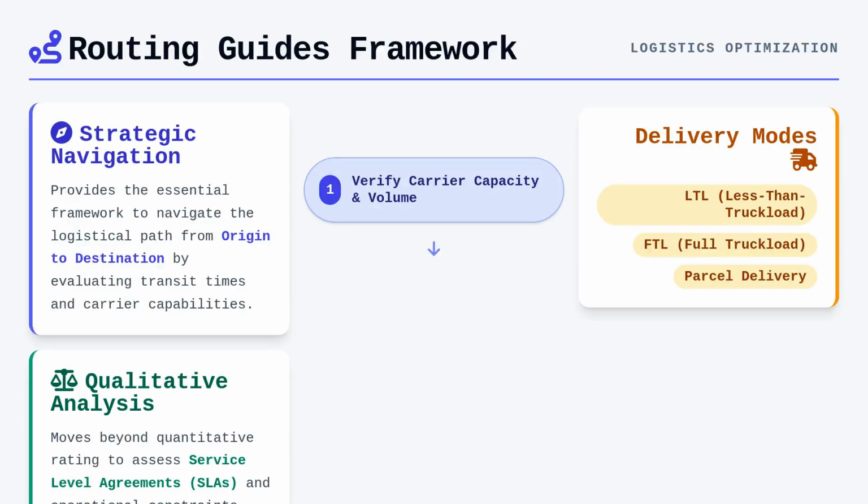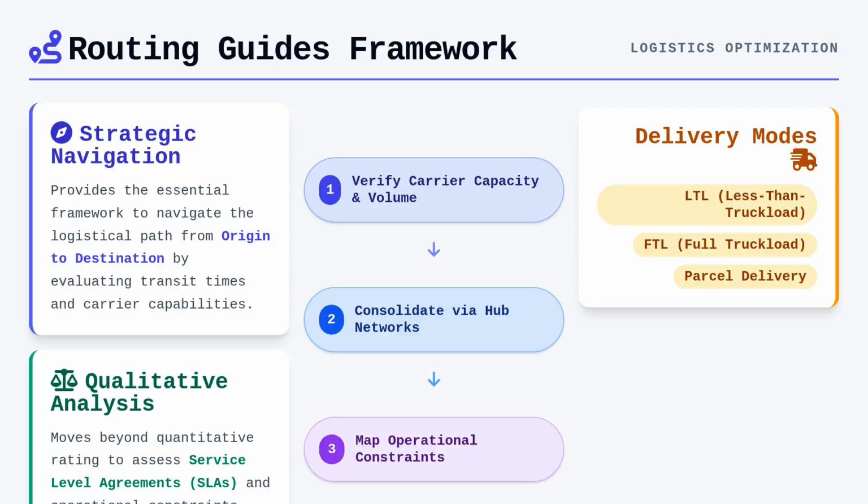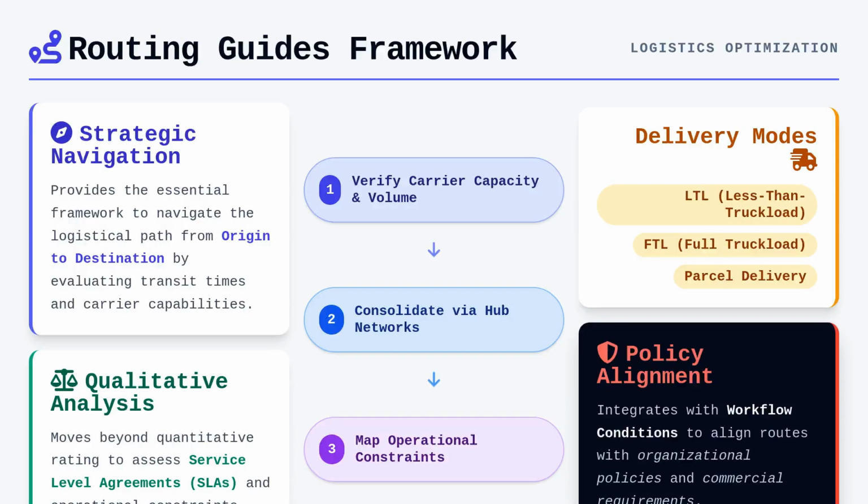The routing engine must verify that the selected carrier possesses the capacity to handle specific shipment volumes while maintaining the required delivery schedule. This often involves establishing hub networks where regional carriers consolidate freight before long-haul movement, which complicates the configuration significantly. You must meticulously map out operational constraints, as this prevents the system from suggesting suboptimal or physically impossible routes for your shipments. Furthermore, these guides function in tandem with workflow conditions, ensuring that the selected route aligns with organizational policies and commercial requirements.